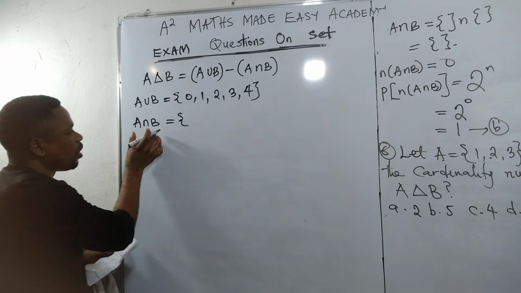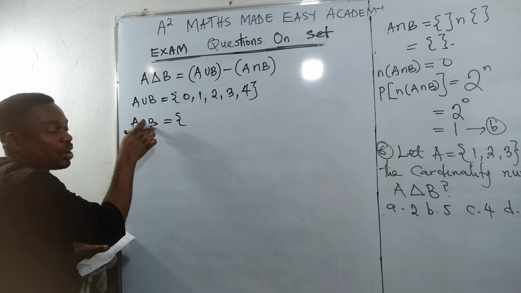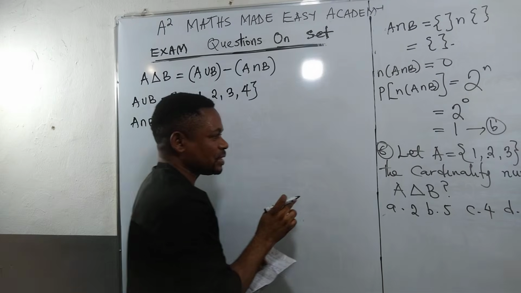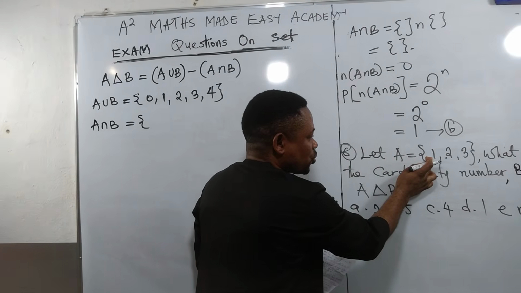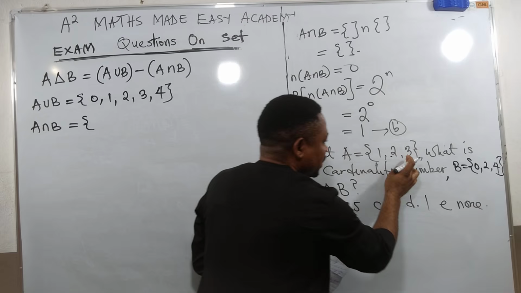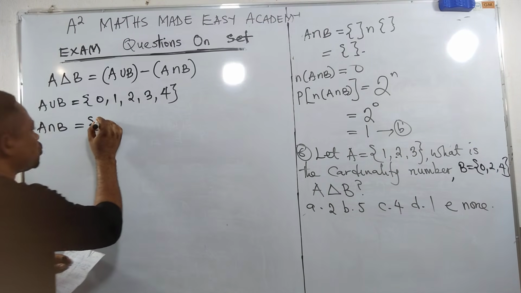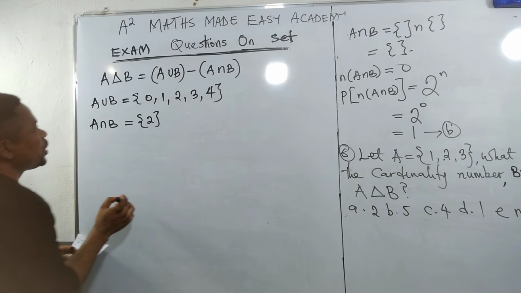Now the next thing is to get A intersection B. What is the meaning of intersection? Those elements that are common in set A and set B. Oh yeah, let's go to the sets again. Now observe this. This is 1. Do we have 1 here? No. This is 2. Do we have 2 here? Yes. This is 3. Do we have 3 here? No. So the common element here is just 2. Are you with me now?